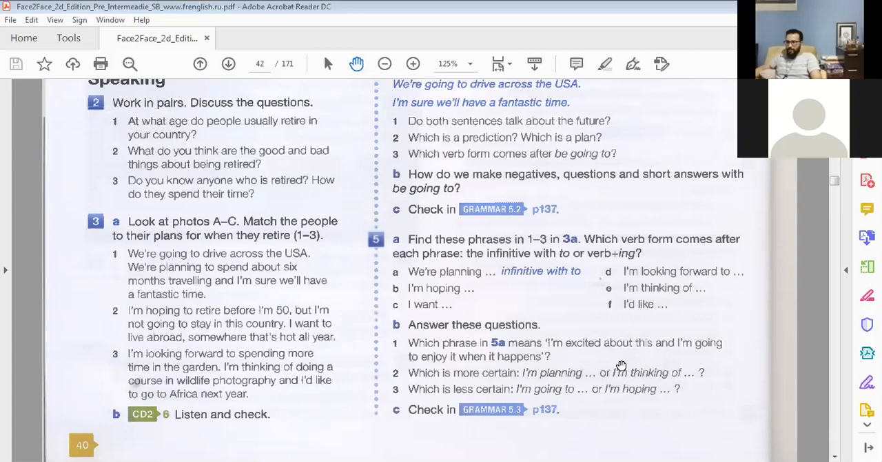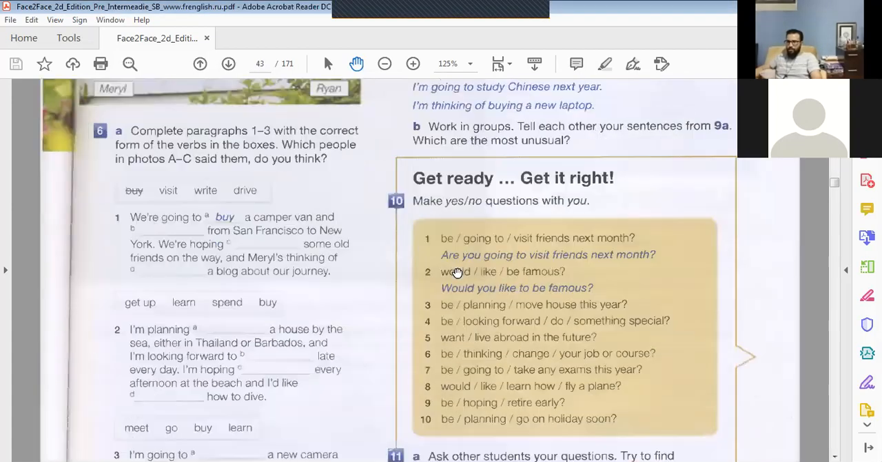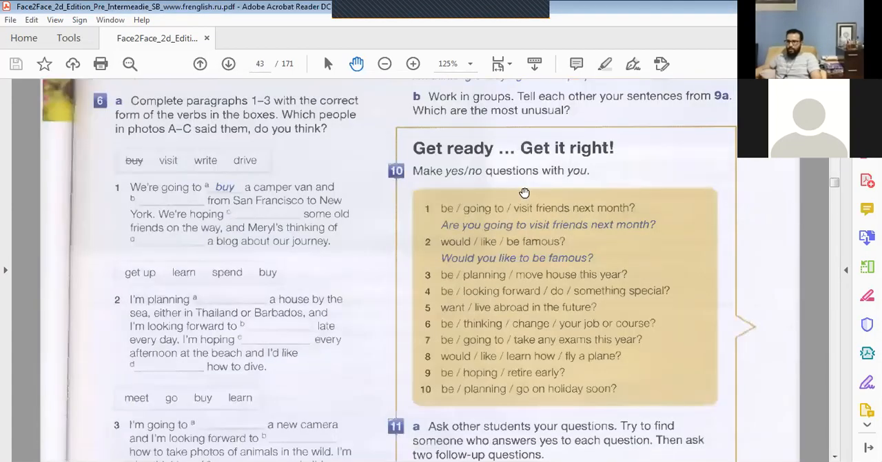So we have another exercise we can do here. So we want to make yes/no questions with you. All right. So here you just need to make all of it yes/no questions. Okay. So just make a yes/no question, and the subject you will use is always you. Just use you, not he, not she, just you. Like number 1 and 2. Okay. Can you read number 1 and 2?